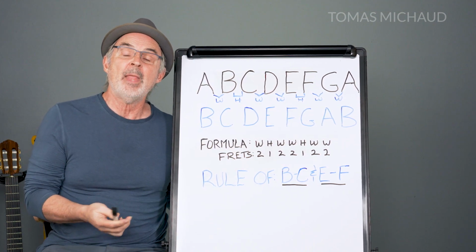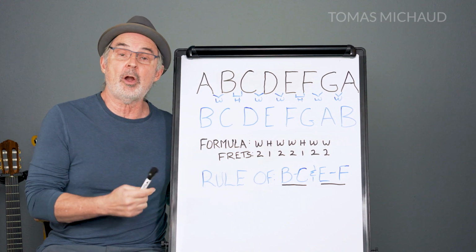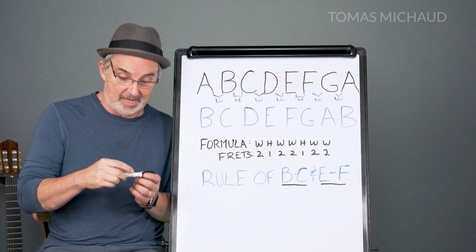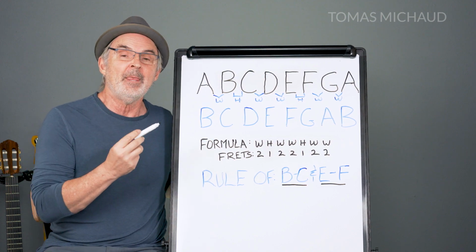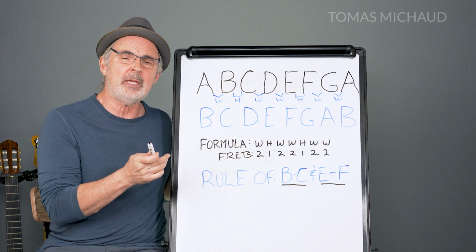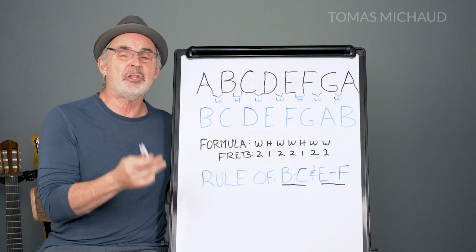Let's test this out. Let's try it with another note. We're going to start with a B note this time and follow that same pattern. Now I'm going to have to write in something. You'll see what I mean in a minute. We're going to start with the B to C. Now remember, B to C falls in that rule, and it's always a half step.